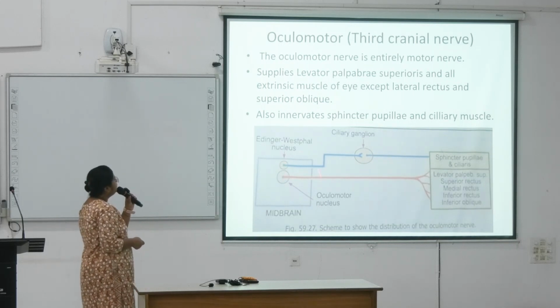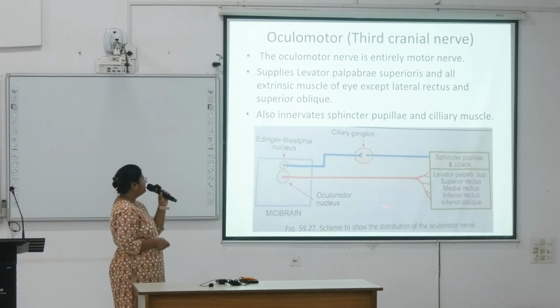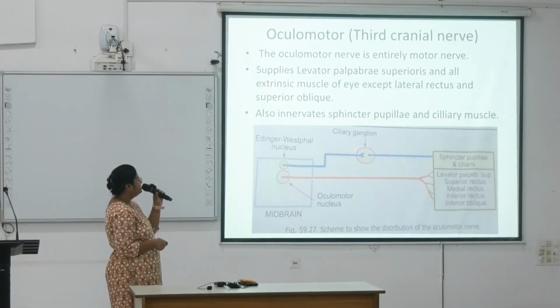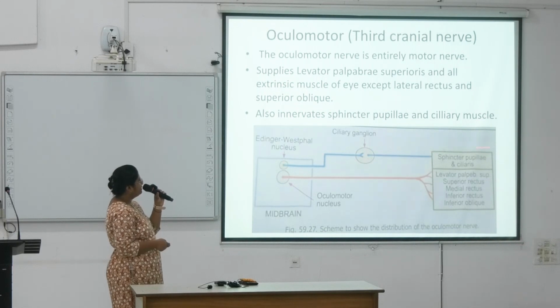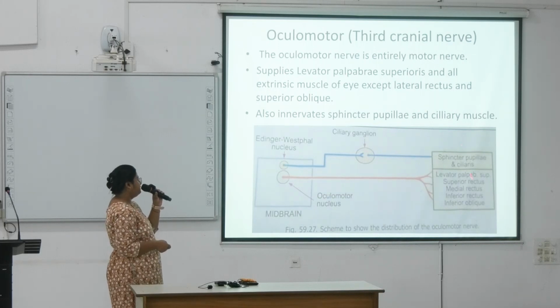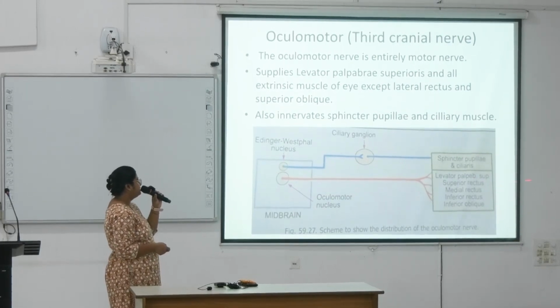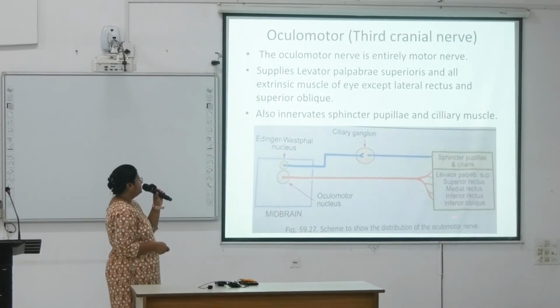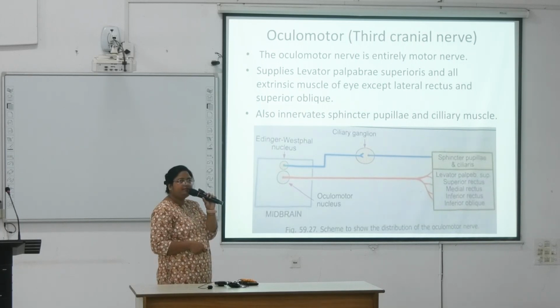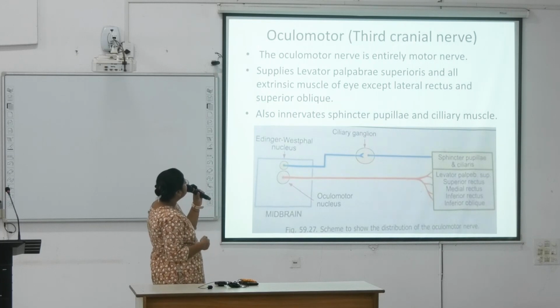See, here is the oculomotor nucleus. Two nuclei are present, oculomotor nuclei and Edinger-Westphal nuclei. From the Edinger-Westphal nuclei, the nerve is relaying in the ciliary ganglion, and from there going to supply the sphincter pupillae and ciliaris muscle. Okay, and from the oculomotor nuclei in the midbrain, it is going to supply the levator palpebrae superioris, superior, medial, inferior rectus, 3 rectus and 1 oblique, inferior oblique. So these are the supply of the oculomotor nerve.